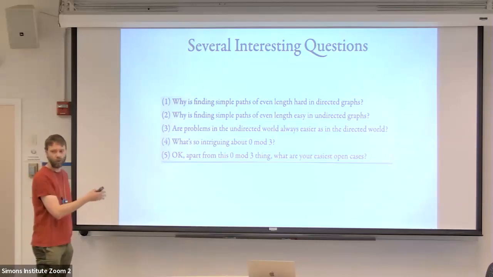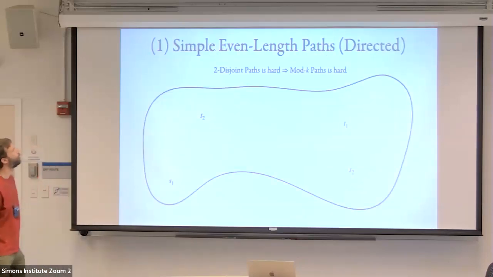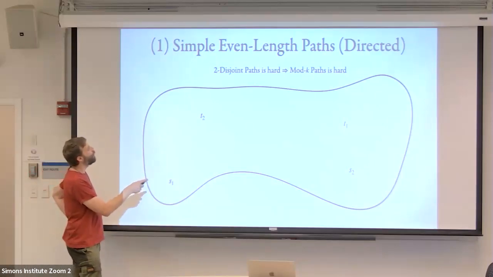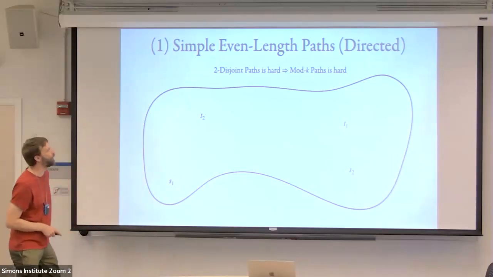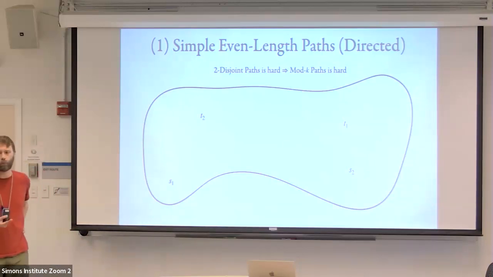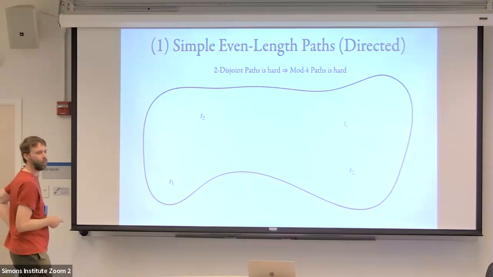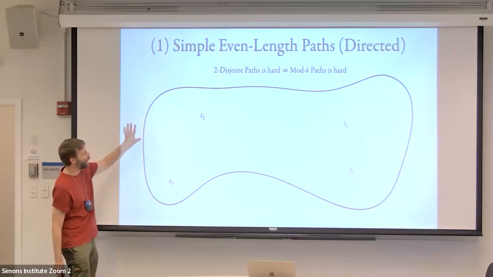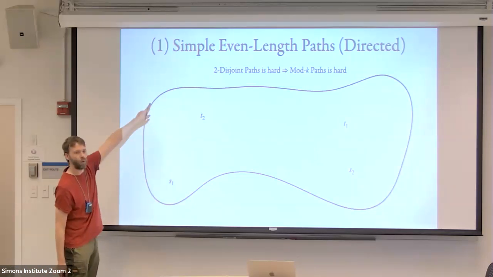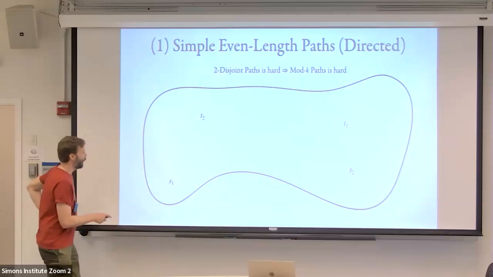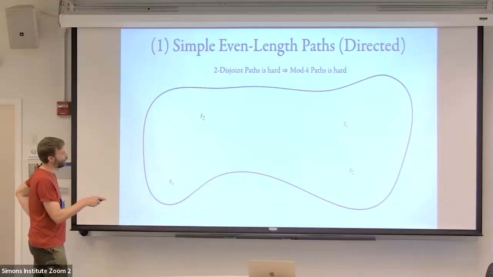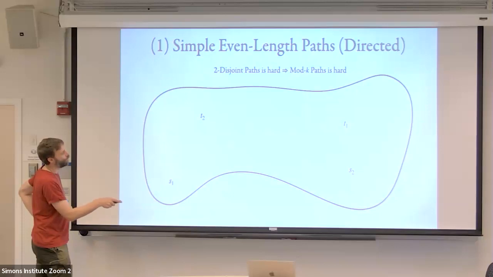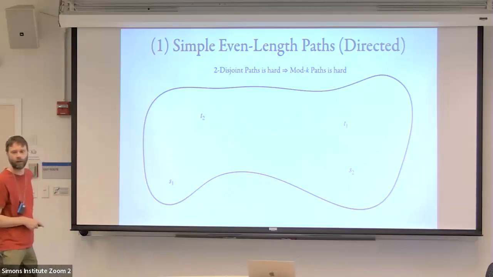Okay, so let me just quickly go over this. Why is finding simple even length paths hard on directed graphs? We had this classical paper that shows that the 2 disjoint path problem is hard. And from this, you can prove very easily that finding paths of even length in directed graphs is hard. Why? Suppose that this is the input of your 2 disjoint paths problem. The question is, do I have a pair of paths from S1 to T1 and from S2 to T2 such that these paths don't intersect?